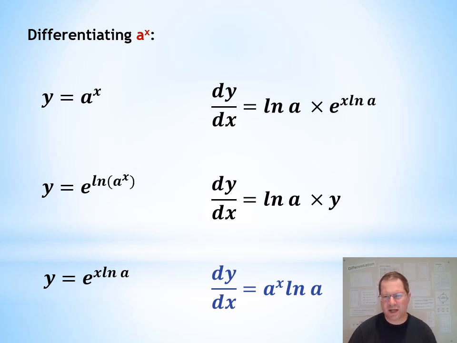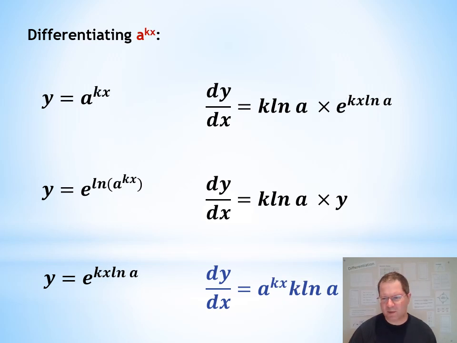Of course, e to the x ln a is the same as y. So dy by dx is ln a times y. And again, y is equal to a to the x. So that means that if y equals a to the x, then dy by dx equals a to the x ln a. So if y equals 2 to the x, then the differential will be 2 to the x ln 2, and so on. And if we had e to the x, then we would get e to the x ln e, and ln e by definition is equal to 1.